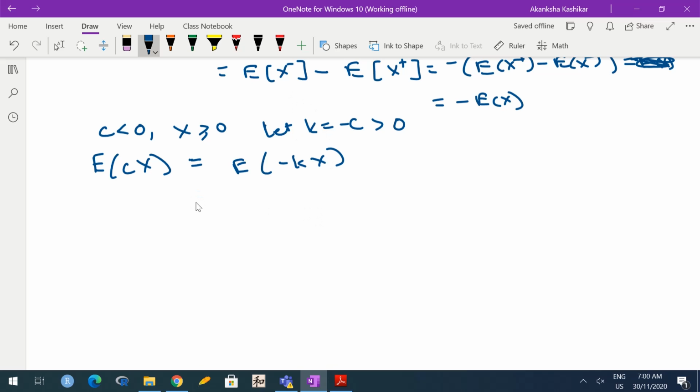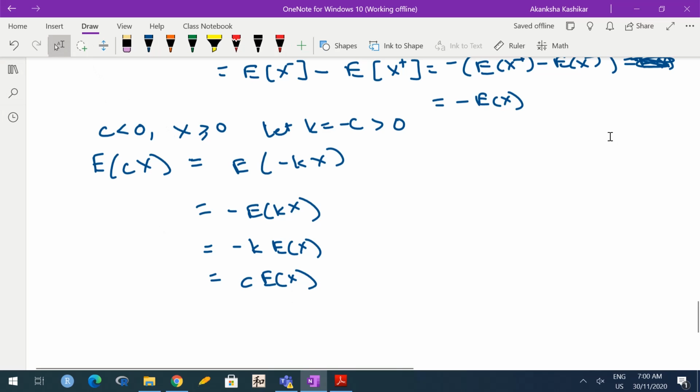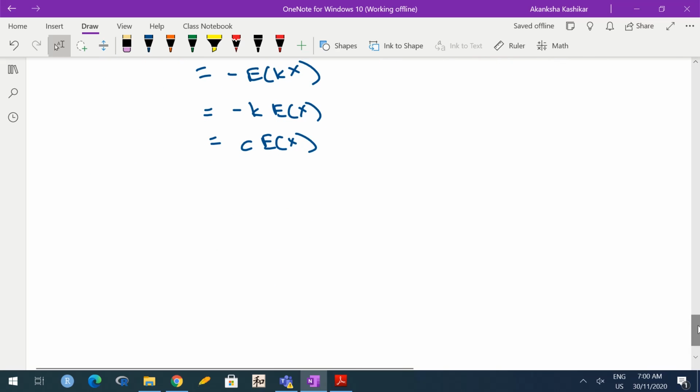And we just proved the result that expectation of minus x is minus expected x. So this becomes minus expectation of kx. Okay. And because k is positive and we know that expectation of kx is k expected x, let me write this as minus k expected x, and minus k is c, so this is c expected x. Okay. So what we have proved is, for a non-negative random variable x, if you multiply by any c, whether negative, positive, or 0, then expected cx is c expected x. Now we have to prove it for arbitrary random variables.